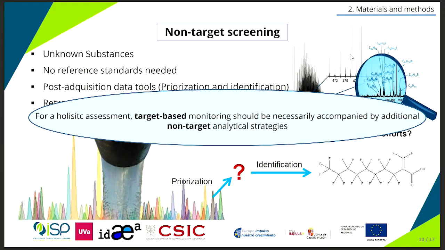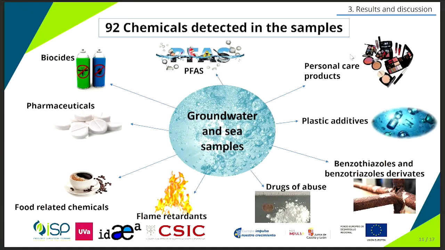So what we did, we used both the target and also the non-target screening, so we could have a better picture of the aquifer. And as our first objective was to know which chemicals and the distribution of these chemicals were in the aquifer, we found 92 chemicals. We have biocides, pharmaceuticals, we also found food-related chemicals like caffeine. There was some cocaine also in the aquifer in some samples, so it was quite contaminated, the aquifer. Also personal care products that maybe people use daily and they finish in the environment.